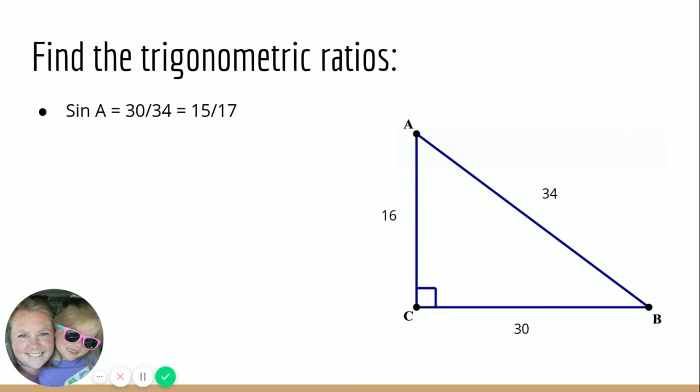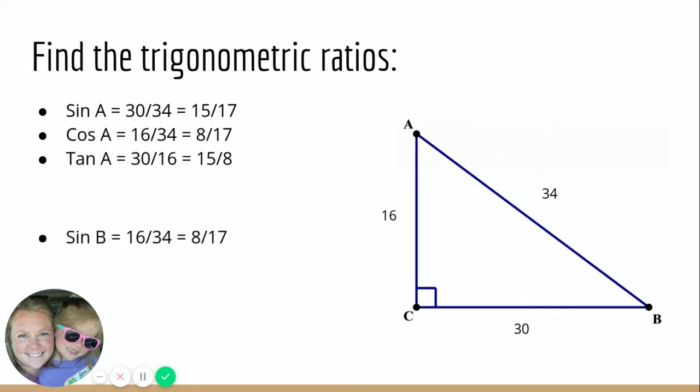So pause it, find cosine A, tangent A, and then sine B, cosine B, tangent B, and come back and check with me and make sure you got them right. Cosine A is 8 over 17. Tangent A is 15 over 8. Sine B is 8 over 17. Cosine B is 15 over 17. And tangent B is 8 over 15.